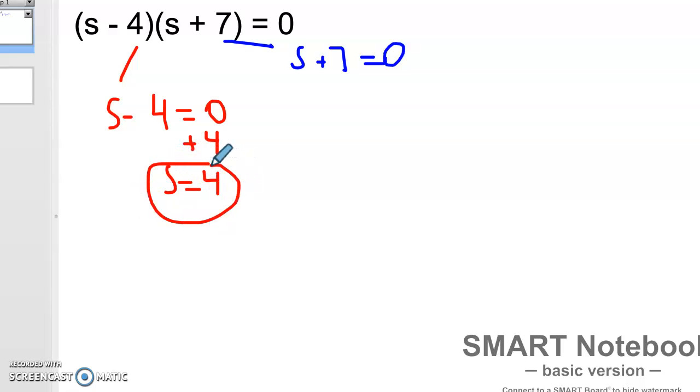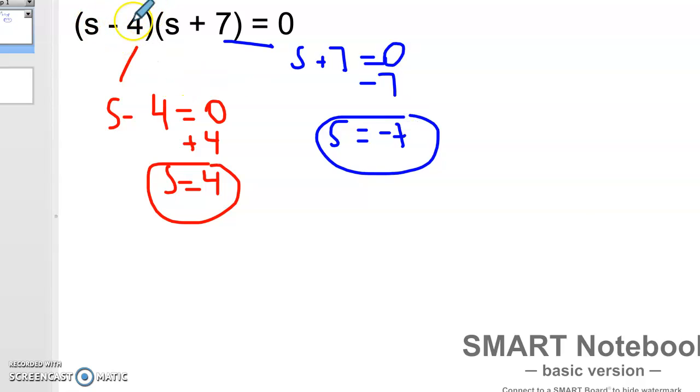The reason this answer works is if you plugged it back in. 4 minus 4 is 0, so we are saying 0. In this case, if we plug 4 in, we get 11, so 0 times 11. Does that equal 0? Yes, that's why it works. In the next example, it's plus 7, and the inverse operation is to subtract 7 on both sides. So this value of s is equal to negative 7. The reason this answer works is if we plug it back in, negative 7 minus 4 is negative 11, and then we are multiplying that by negative 7 plus 7, which is 0. Negative 11 times 0 is 0. So you should be getting two different answers for these expressions that we're working on.